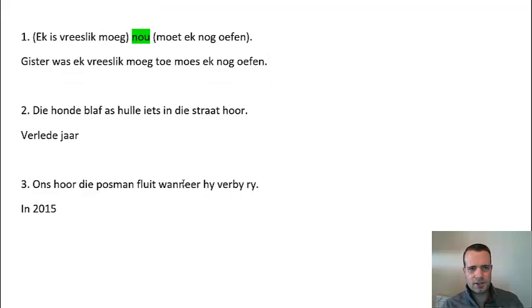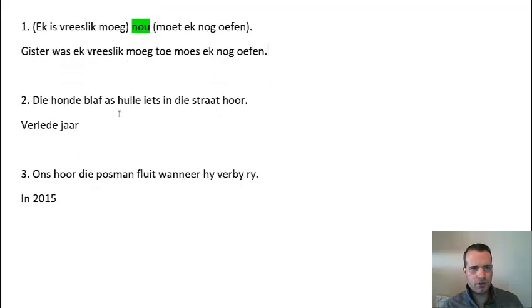Alright. Die honde blaf as hulle iets in die straat hoor. First of all, you have to spot the as. If you miss it, it's trouble. Die honde blaf. Verlede jaar. So there's your verb. You need a het and a ge here. Verlede jaar het die honde geblaf. Change your as to toe.